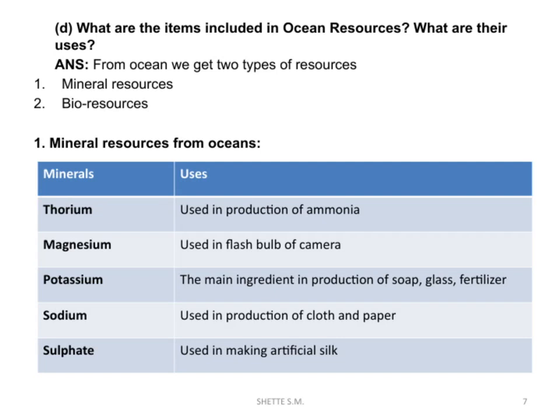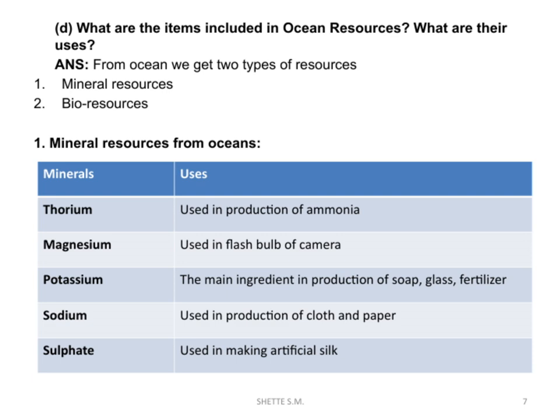Now, let's look at some important minerals and their uses, as shown in the table. For example, thorium is used in the production of ammonia, which is essential for various industrial processes. Magnesium plays a key role in the flash bulbs of cameras, providing the bright flash needed for photography.